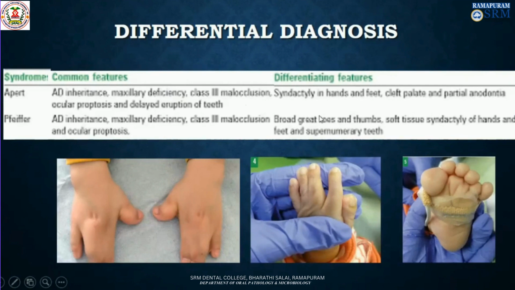And patients with Pfeiffer have broad great toes, so you can easily appreciate here. And also the thumbs are broad. Here also syndactyly of hands and feet is common. Then we can have supernumerary teeth in this syndrome.